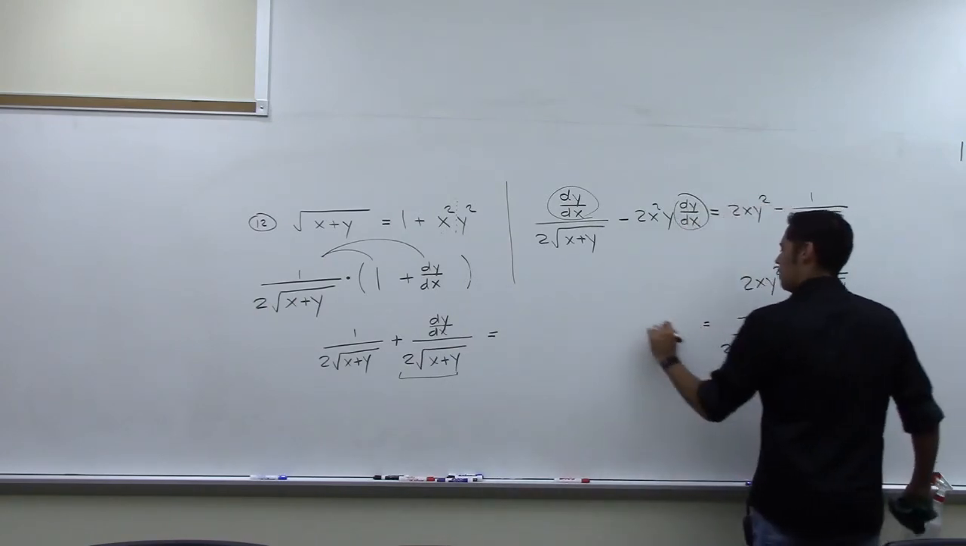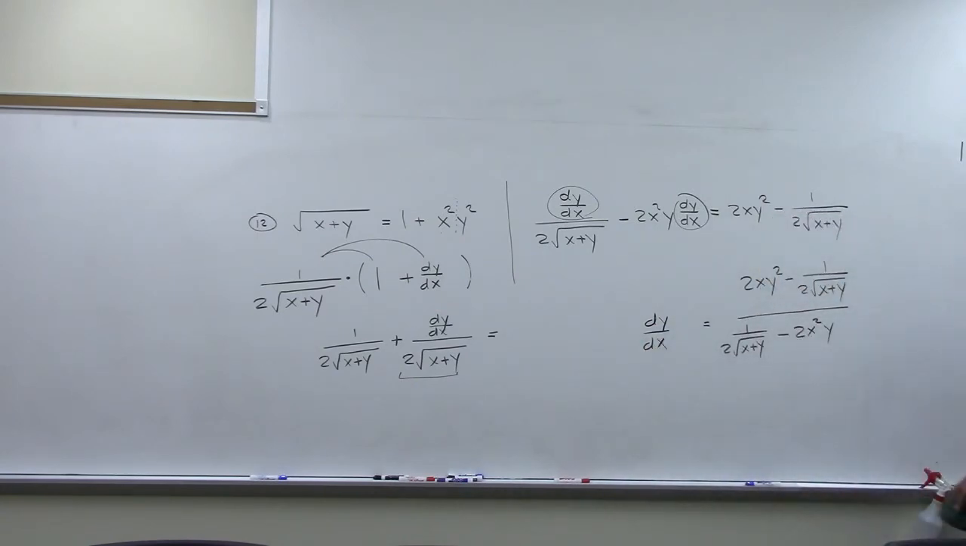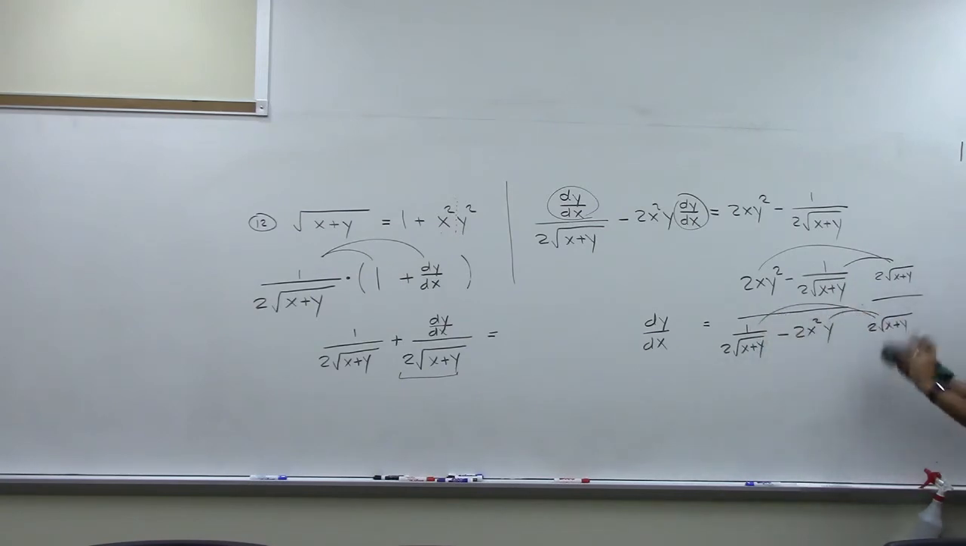So dy/dx is this. And again, the book may go a little further. They may multiply the top and bottom here by 2 root x plus y, like that, because when you distribute there, you get something ugly, but here it cancels. Here it cancels, and then here it's ugly. But they might do that, they may not.